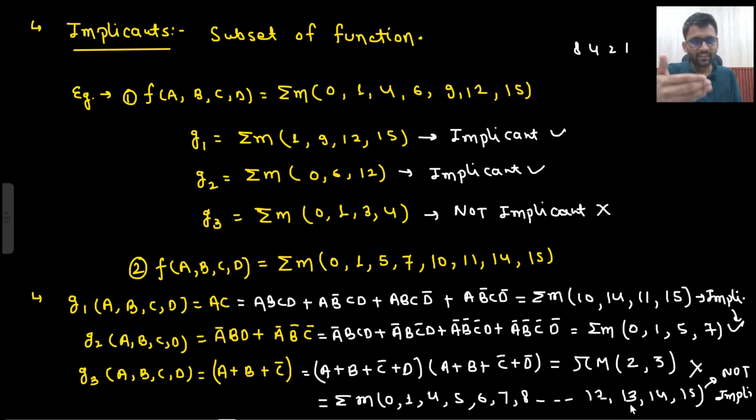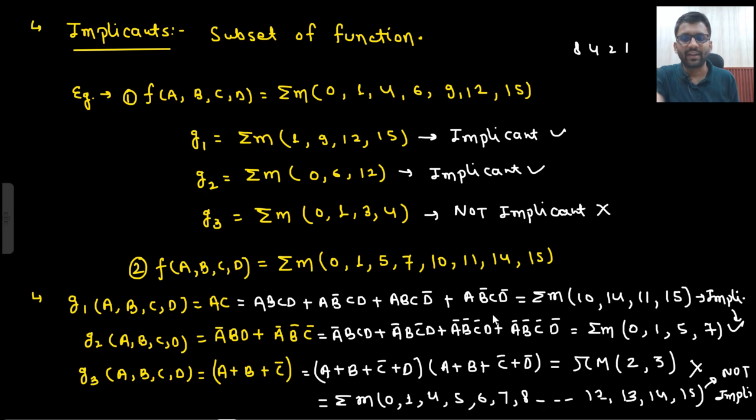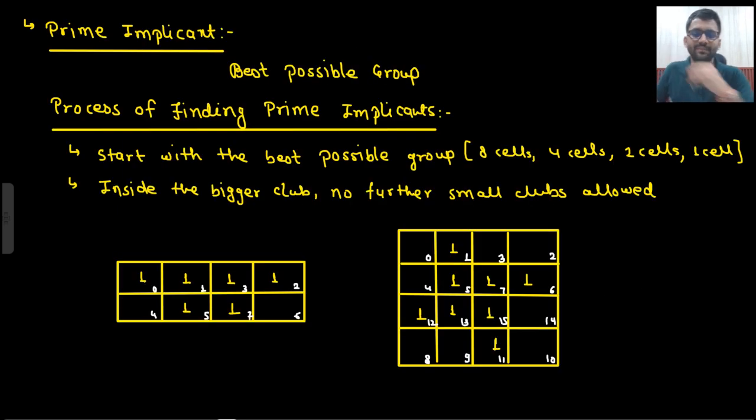So this is the basic definition, just the subset has to be there. That is the meaning of implicant, right? Let's study about prime implicant. From here the important topic starts. No one will ask you to find the implicants, because there can be a lot of implicants, right? But let's study about prime implicants.